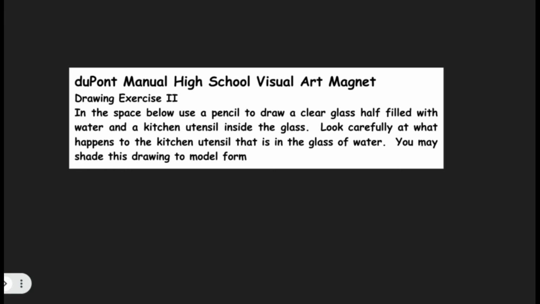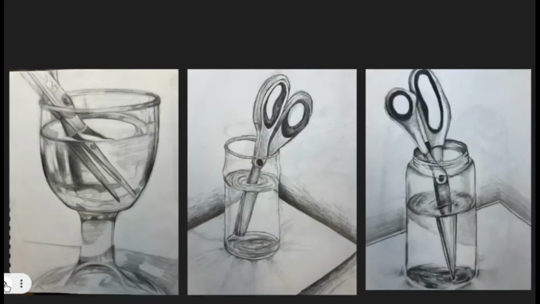Your second exercise will be to draw a utensil inside a clear glass filled with water. For this exercise, you can use any household utensil like a spoon, a pair of scissors, or a fork. For this project, you should be shading. Look closely at where highlights and shadows are within your objects.